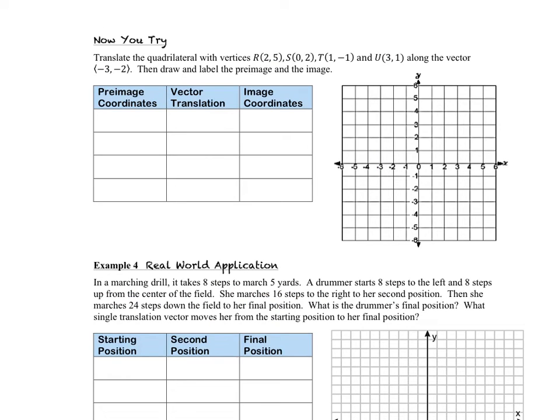Try that now. You try and hit play when you're ready to see the answer. So go ahead and pause the video now. Hit play when you're ready.